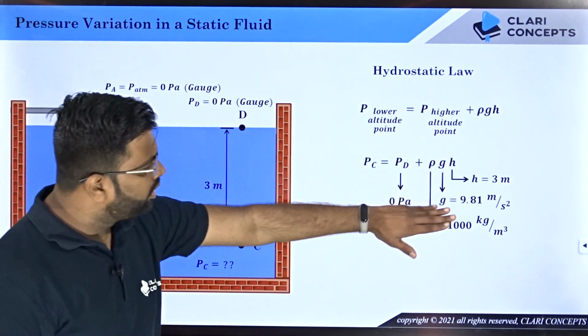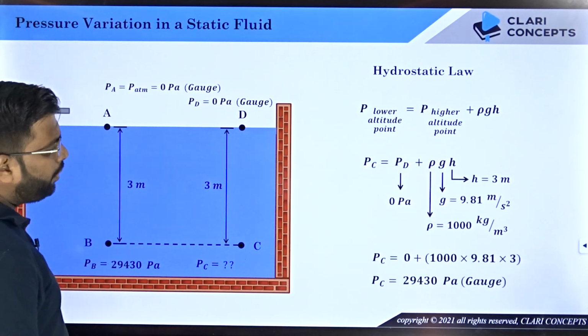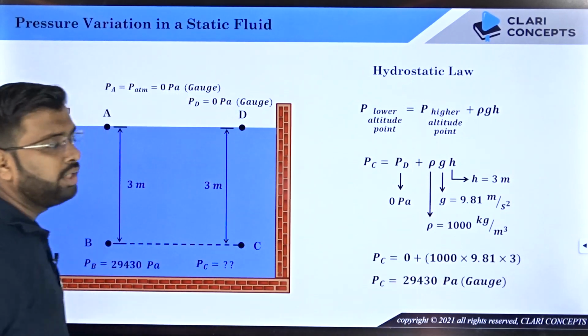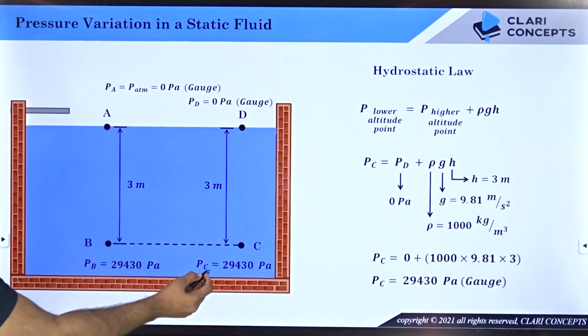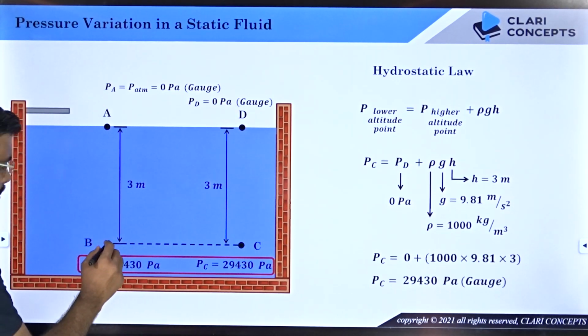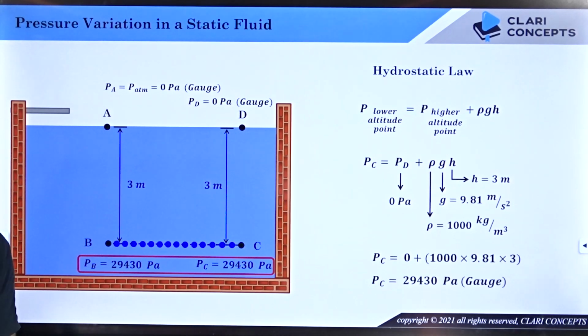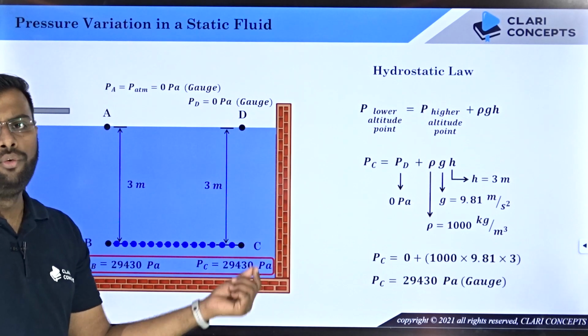You put all the values in this equation, you will get the pressure at point C. And you will find the pressure at point C is 29430 Pascal again. So if you see, PC is also 29430. So now you compare B and C, they both have the same pressure, which means the pressure at all the intermediate points between B and C will also be equal. And therefore, the needle was not showing you any deflection when you moved from B to C.